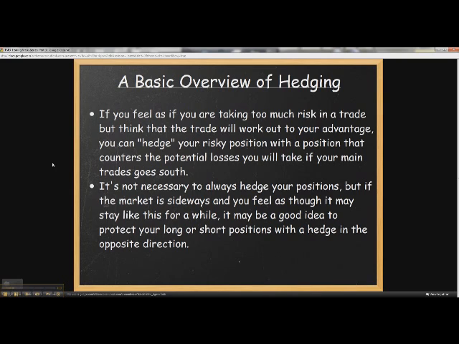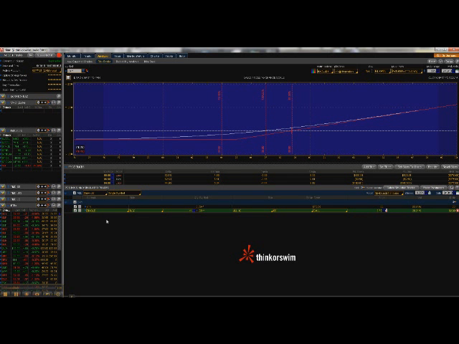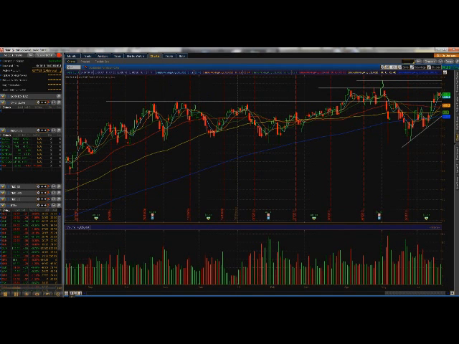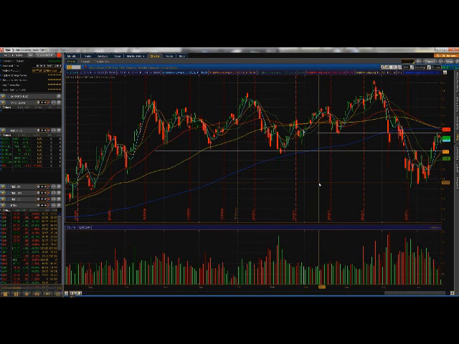But you can hedge this risky position with a position that counters the potential losses you will take if your main trade, in this case Occidental Petroleum, goes south. It's not necessary to always hedge your positions, but if the market is sideways and you feel as though it may stay like this for a while, like we have in Occidental Petroleum, it may be a good idea to protect your long position or your short position with a hedge in the opposite direction. This is a smart strategy that a lot of people have begun to harness, and they are using it to their advantage. So what better hedge than the good old XLE, the Energy Sector Spider ETF.